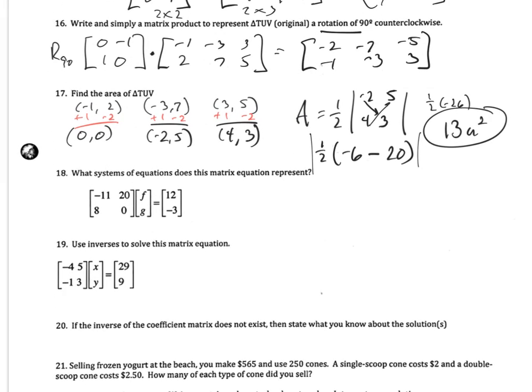For number 18, you're asked to put this back together. As you know, your top letter is your first letter. So this would be -11F plus 20G equals 12. 8F, I'm not even going to write. You can write 0G if you want to, but that equals -3. Now, when you're asked to do inverses, you have to actually write the inverse. You don't have to calculate the inverse by hand, but you do have to write it.